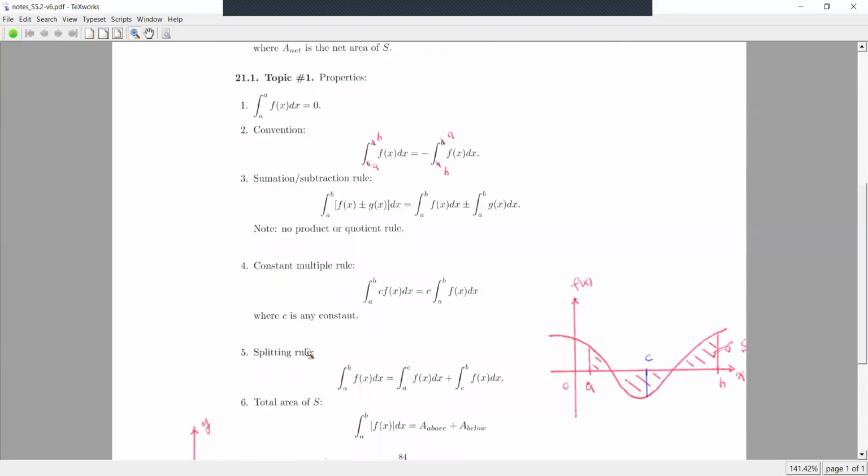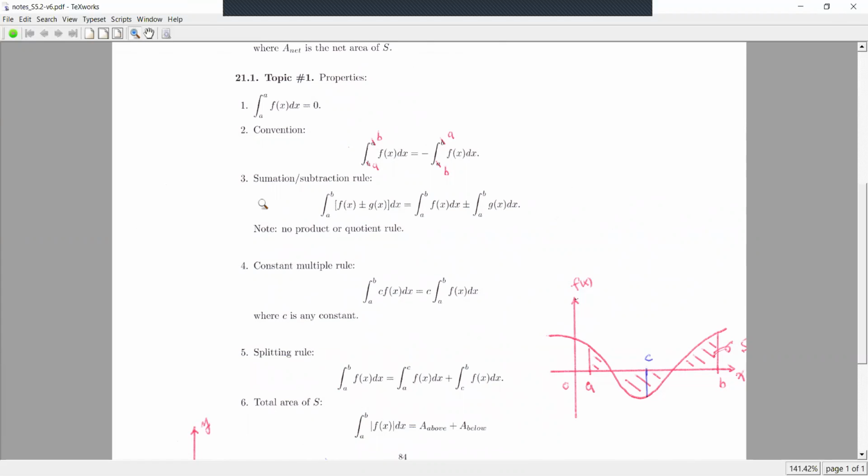Property number two. This is a convention. When we take the integral from A to B, and when we switch A and B, then don't forget to add a minus sign in front of this integral. So the integral from A to B is the negative of the integral from B to A. When we switch the lower limit and upper limit, add a minus sign.